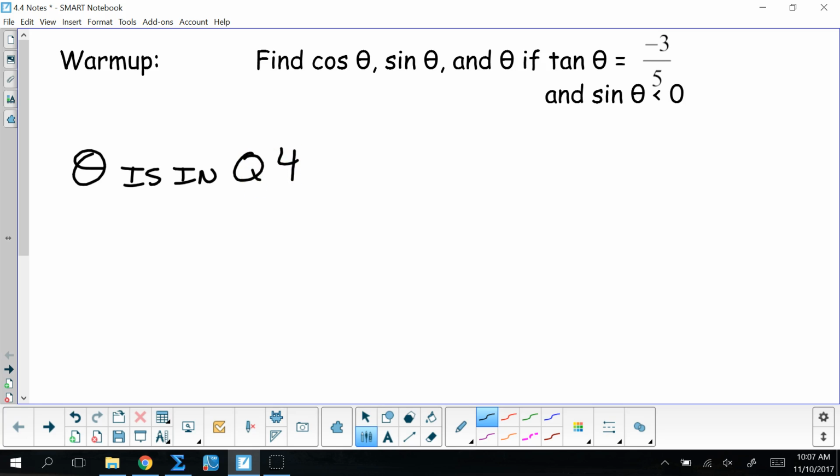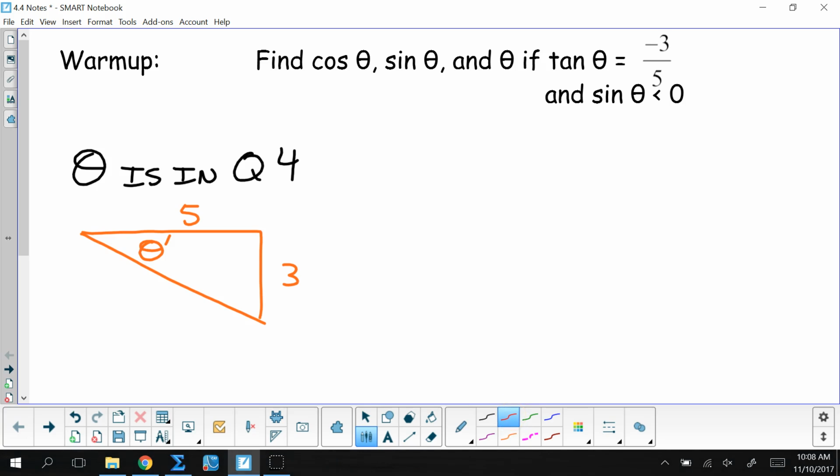Okay? So theta here is in quadrant 4. I'm going to draw my triangle to look like that, where this is my reference angle. Tangent is opposite over adjacent, right? So that would be 3 there and 5 there, which makes my hypotenuse the square root of 34. Okay?